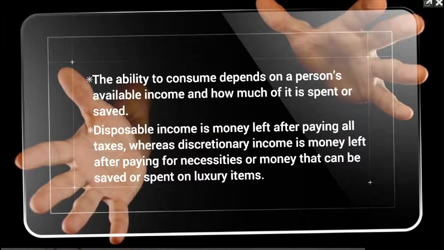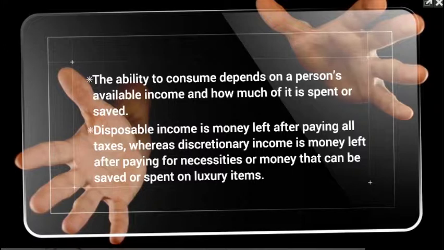The ability to consume depends on a person's available income, how much of it is spent or saved. Disposable income is money that is left after paying all taxes, whereas discretionary income is money that is left after paying for necessities, or money that can be spent on luxury items or be saved.